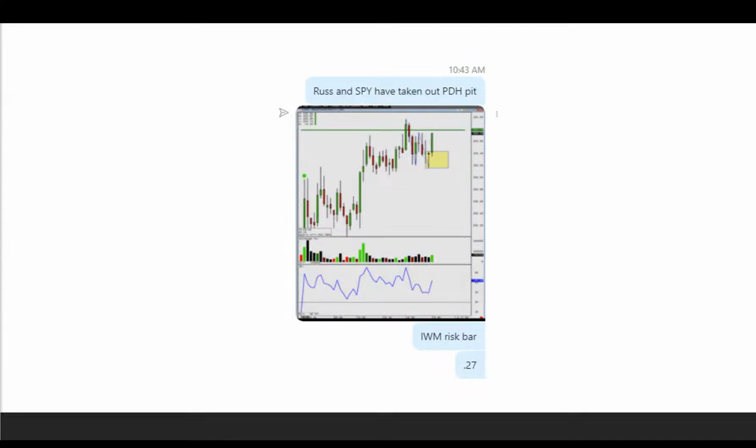I'm redoing the video on the Russell to make it a little clearer. This was a chart that I posted at 10:43 a.m., and this is a 2-minute chart of the Russell 2000 ETF IWM. The risk bar is 27 cents.